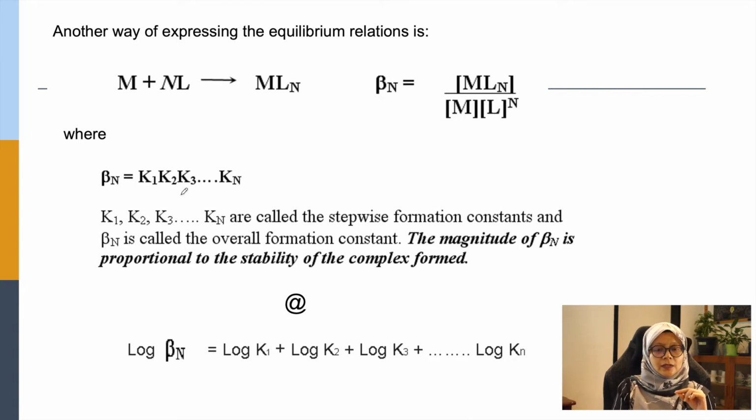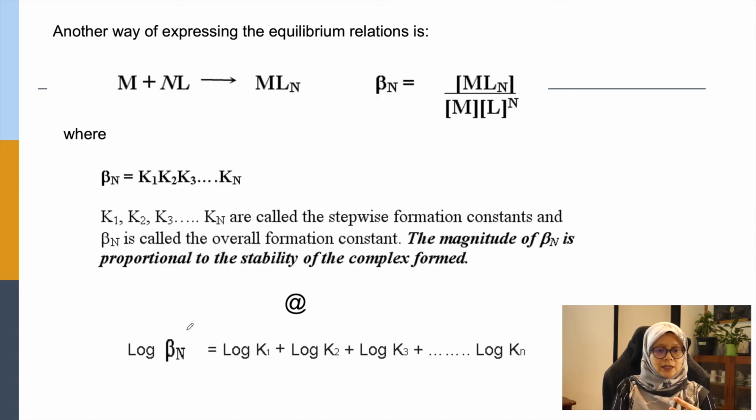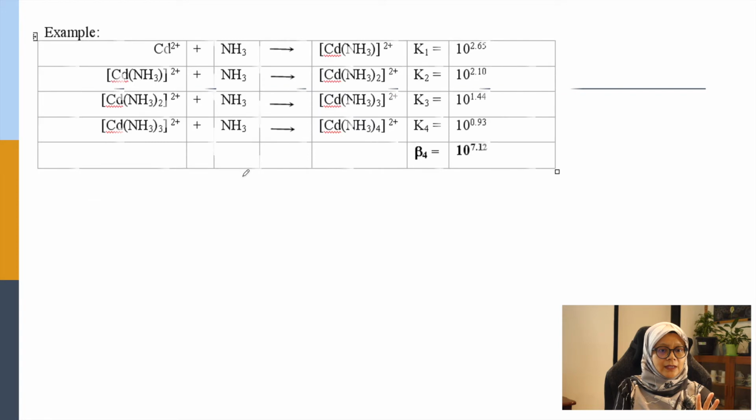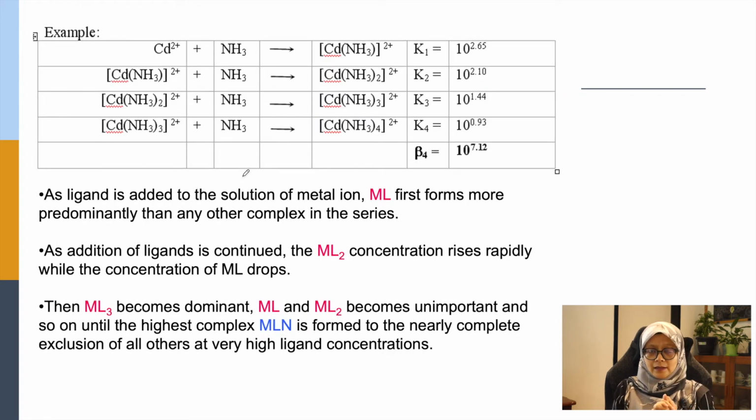The magnitude of this overall formation constant is proportional to the stability of the complex formed, and we have another formula: log beta n, the overall, equals log K1 plus log K2 plus log K3 until log Kn. Other than that, here is an example.